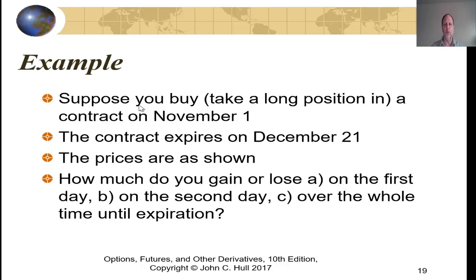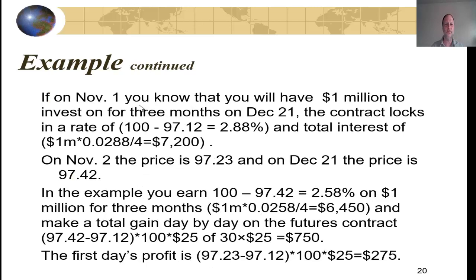We will go into this in a little more detail on a separate video, but here we will answer some of these questions. So on November 1st, you know that you will have $1 million to invest for 3 months on December 31st. The contract locks in the November 1st rate of 2.88%. So the total interest on this is going to be the 2.88%, or 0.0288 divided by 4, since it's a 3-month rate, times the million, or $7,200. So this is how much interest you will earn on 3 months, starting sort of December 21st on that $1 million.